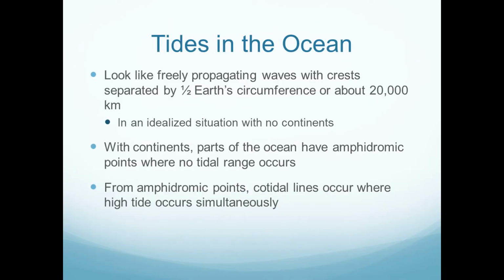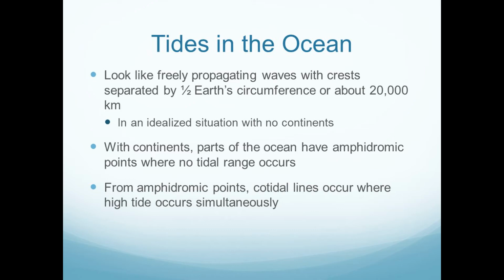Tides in the ocean look like free propagating waves with crests, but they are separated by half an Earth's circumference, or about 20,000 kilometers. So in an ideal Earth that had no continents, you should expect tides to just freely propagate around the Earth's ocean surface.